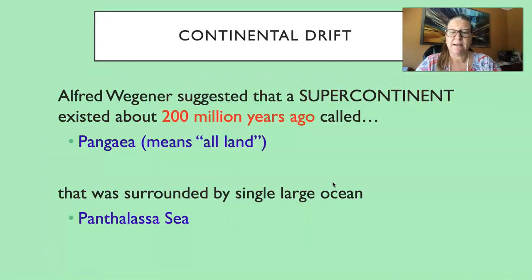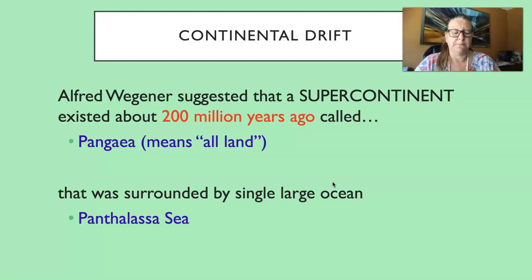His idea was that there was a supercontinent, and the supercontinent existed about 200 million years ago, and he called it Pangaea, which means all land. It was surrounded by a single large ocean, right? If you have one single continent, then the rest of the world is an ocean, and he called that the Panthalassa Sea. You don't need to know the name of the sea, but I would like you to know the name Pangaea.